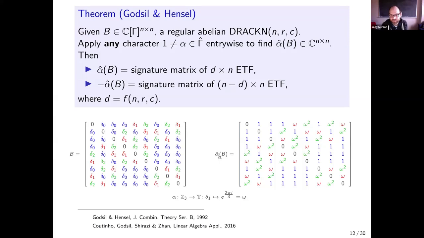The theorem says that this alpha hat of B, that is the signature matrix of a D by n ETF. So if you square it, well, you'll find that it satisfies a quadratic condition. And then if you unroll the eigenvalues, you'll find some D here. Of course, there's also a Naimark complement if I do the opposite of that. So that'll be the signature matrix of an n minus D by n ETF. The D here, I'm not telling you how, but there's a formula. You can get it from the DRACKN parameters n, r, and c. It's a function of n, r, and c.